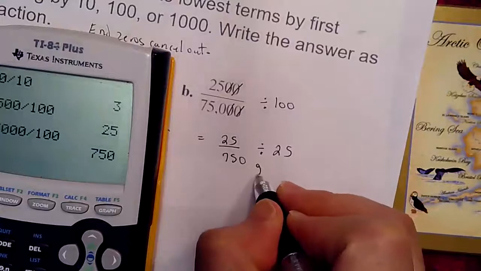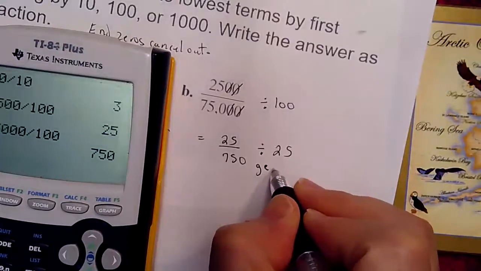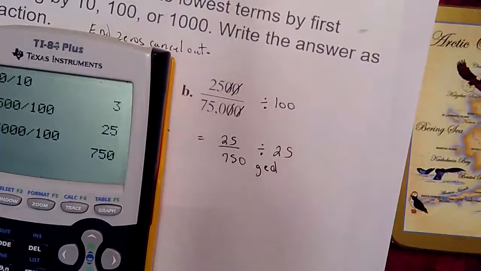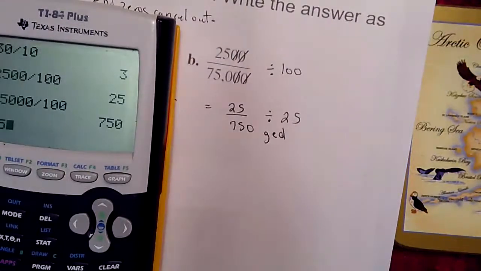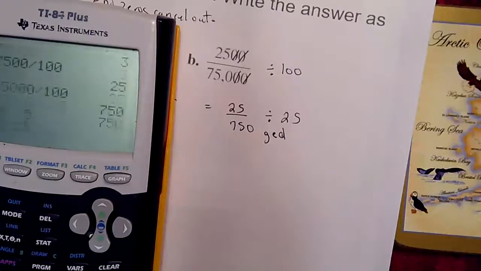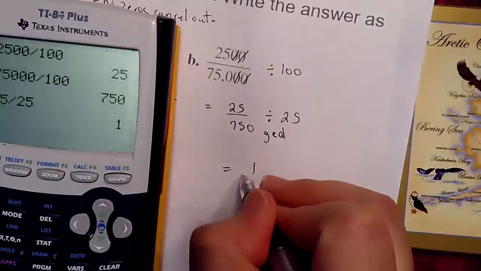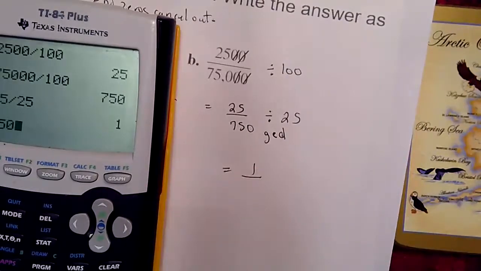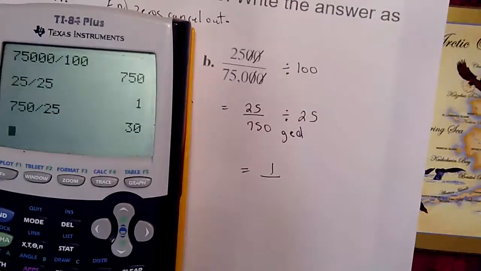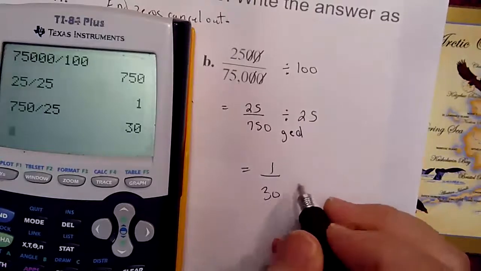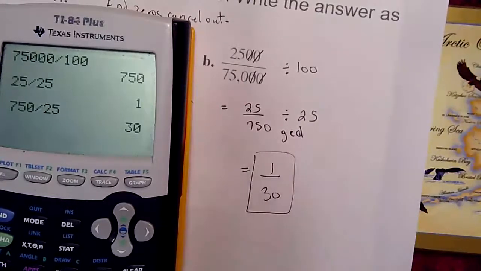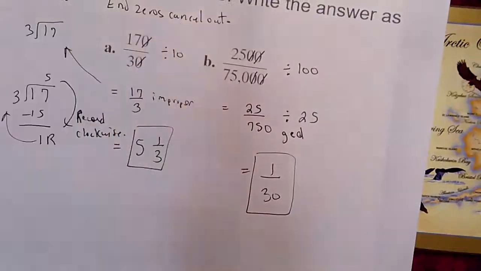That's the greatest common divisor. Let's see if that works. 25 divided by 25 is 1. 750 divided by 25 is 30. And that would be lowest terms. 1 over 30, that would be lowest terms. Okay. So hopefully that helps you with reducing of fractions.